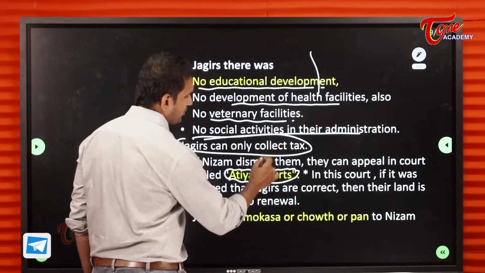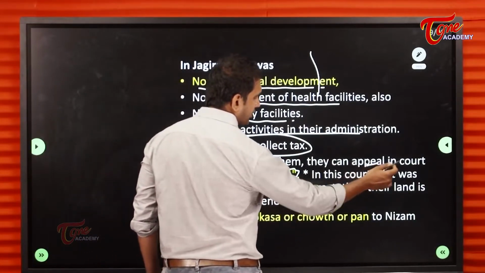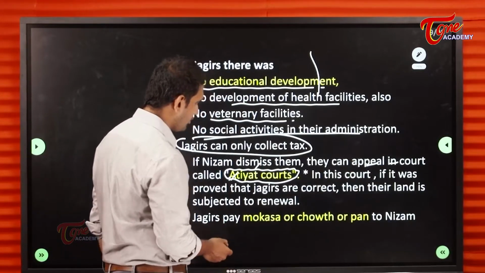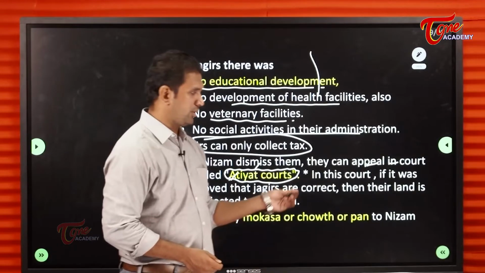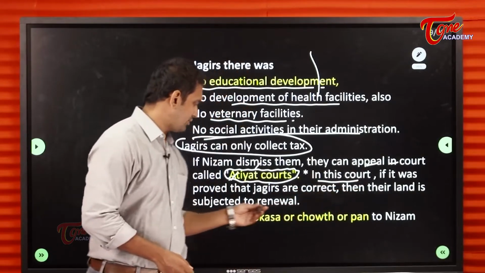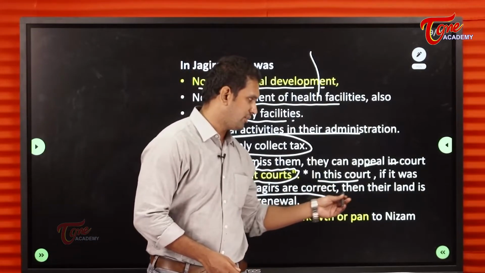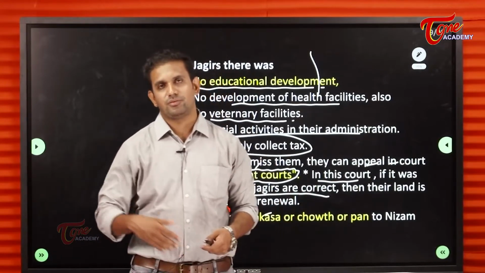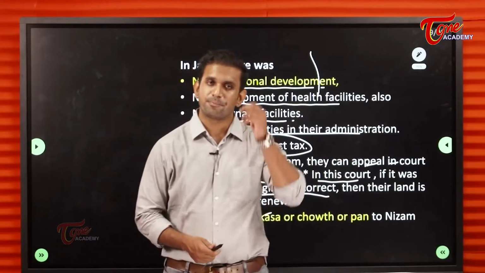If Nizam dismisses the Jagirdar, they can appeal in the court called Atiyat Court. In this court, if the Jagirdar's claims are proved to be correct, then the land will be given back to him.